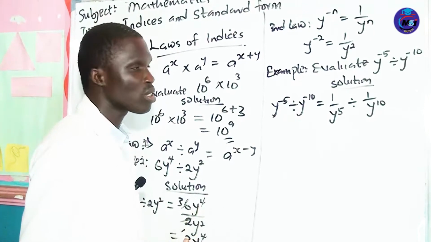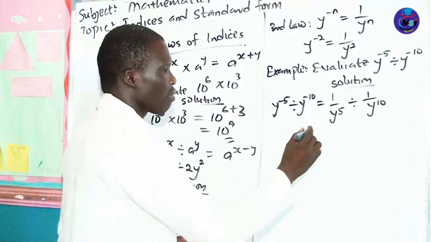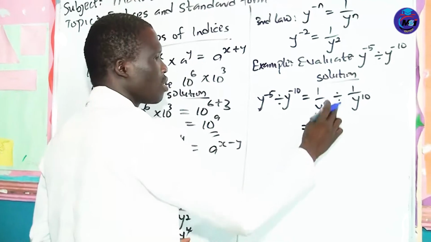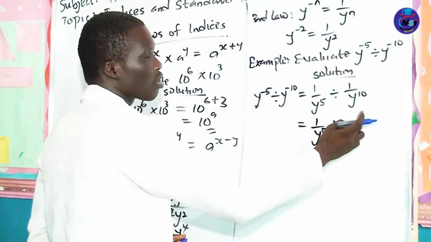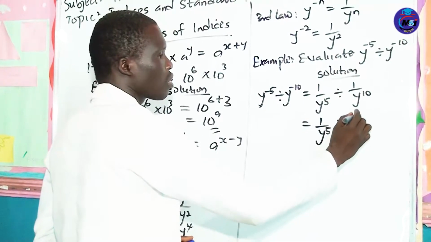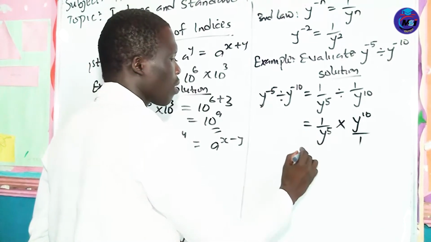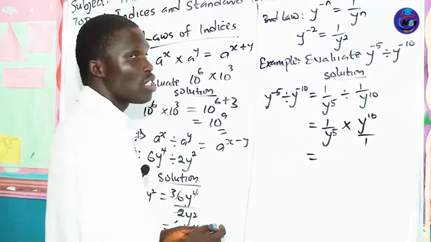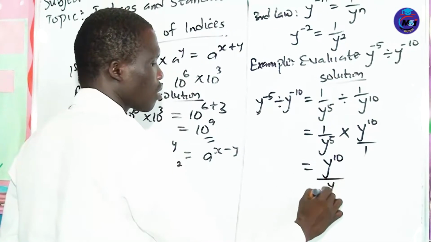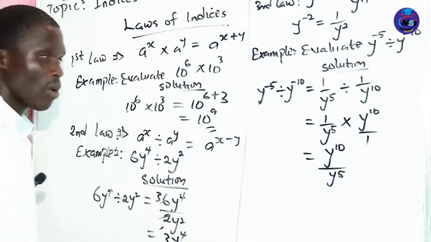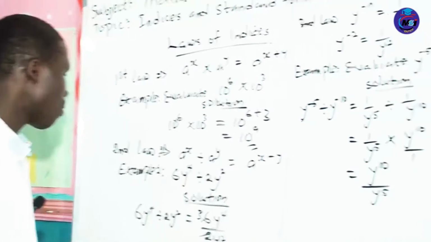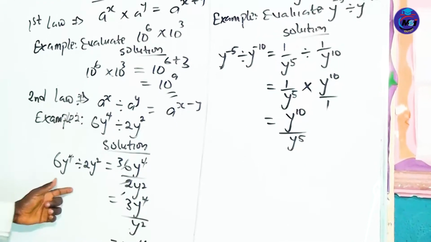And this law of reciprocal states that if you have something like this, we have y raised to power 5, this will turn to times, and your denominator will go up, numerator will come down. Y raised to power 10 over 1. So if you multiply numerator, we have y raised to power 10 all over y raised to power 5. Okay, now we are not going to leave our answer like this. We are going to apply the second law.